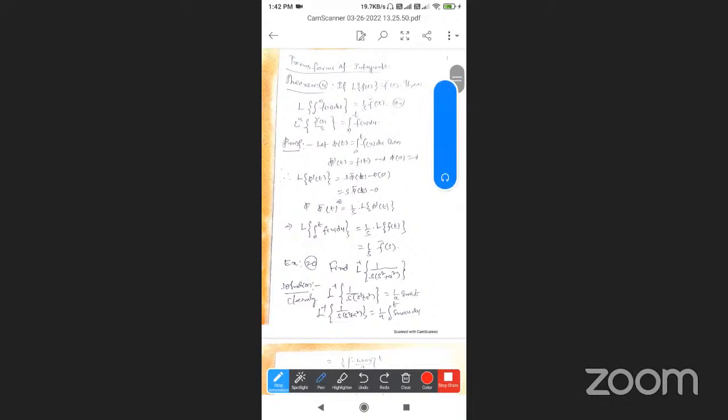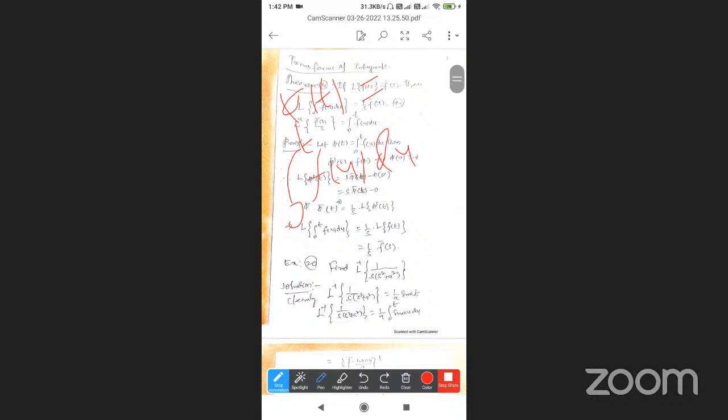Let us take phi of t. What is phi of t equal to? As in the textbook, phi of t is equal to the integral from 0 to t of f of u du.